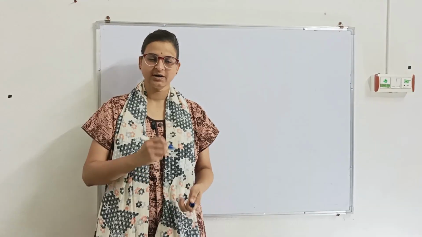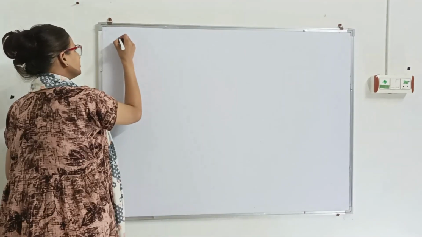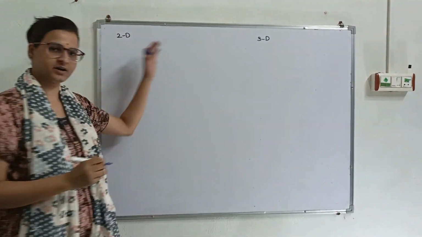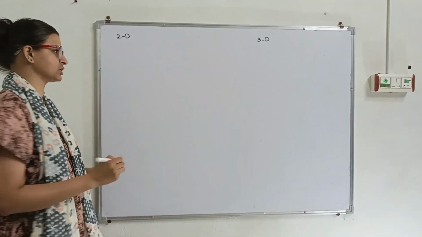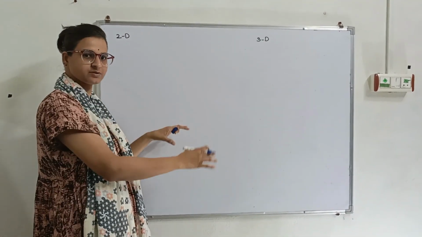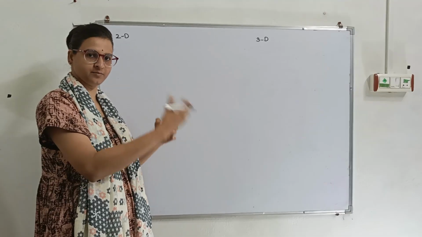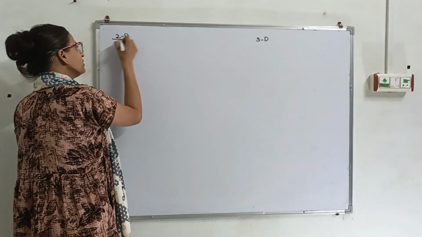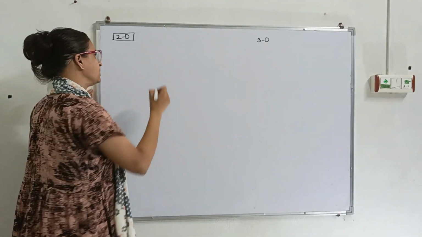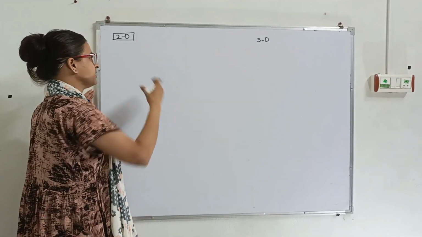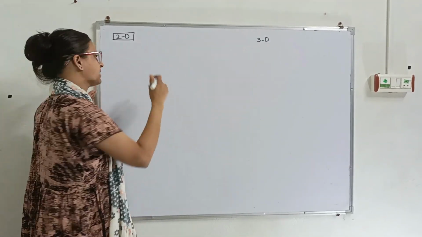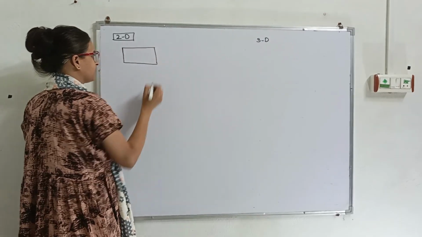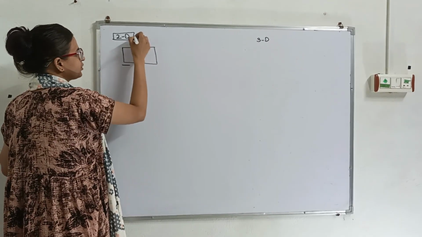We can have a little bit of discussion about 2D structures and 3D structures, and differentiate between them. For clearing the basic concepts, we discussed this previously, and now we are discussing this topic. So what is a 2D structure? A 2D structure lies in a plane, like a rectangle. This is the rectangle, and a rectangle has two dimensions.